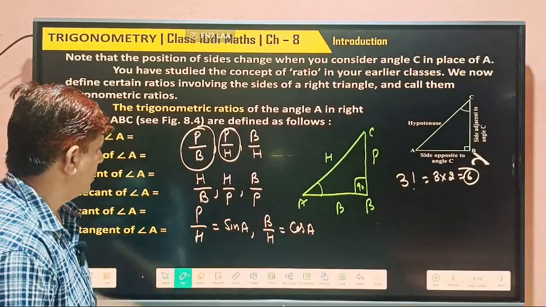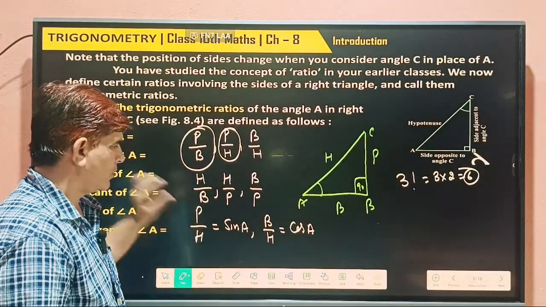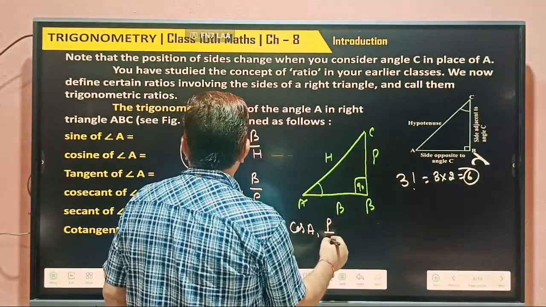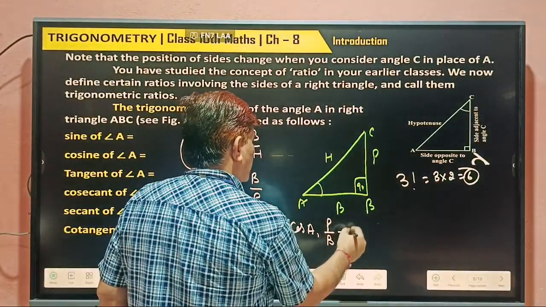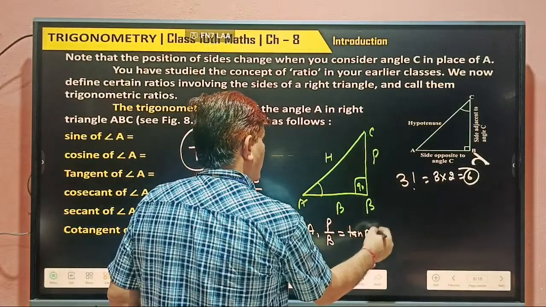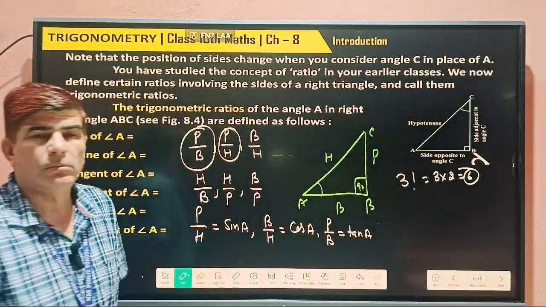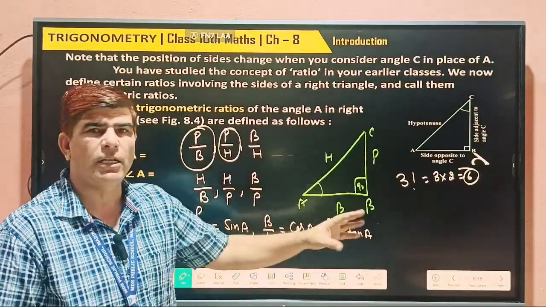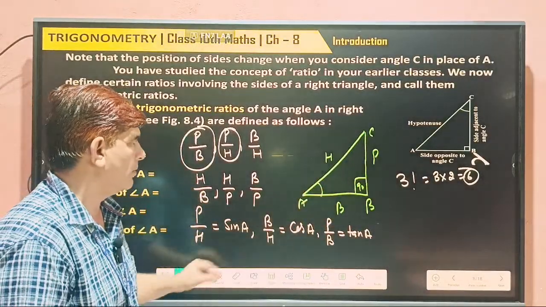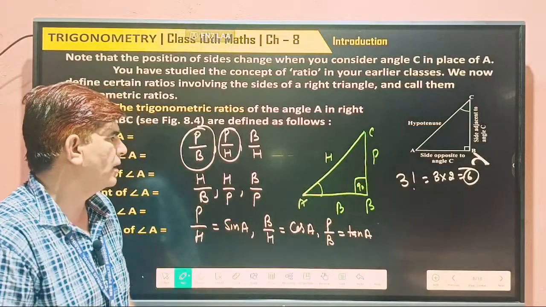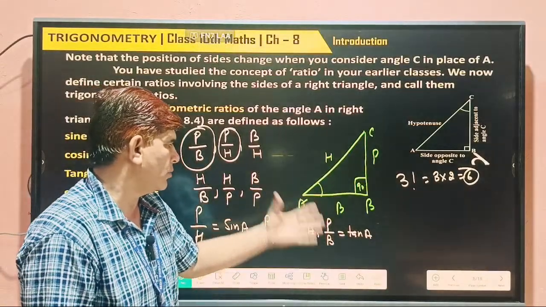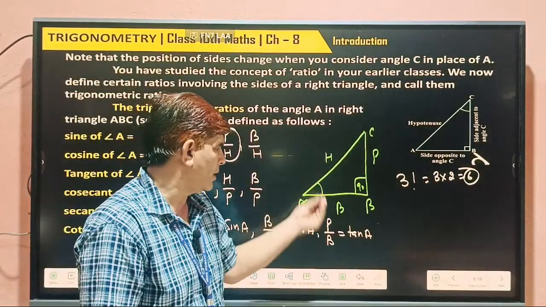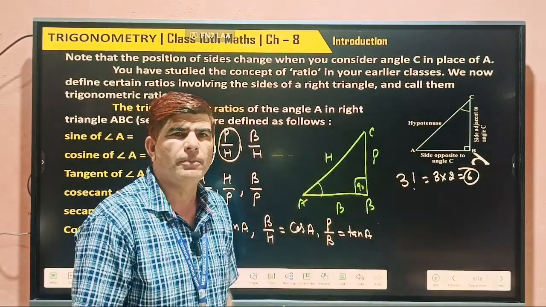Then the third one is P by B. This is called tangent of A. They have given the names sin A, cos A, tangent A. Perpendicular divided by hypotenuse is sin A. Base divided by hypotenuse is cos A. Then perpendicular divided by base is tangent A.